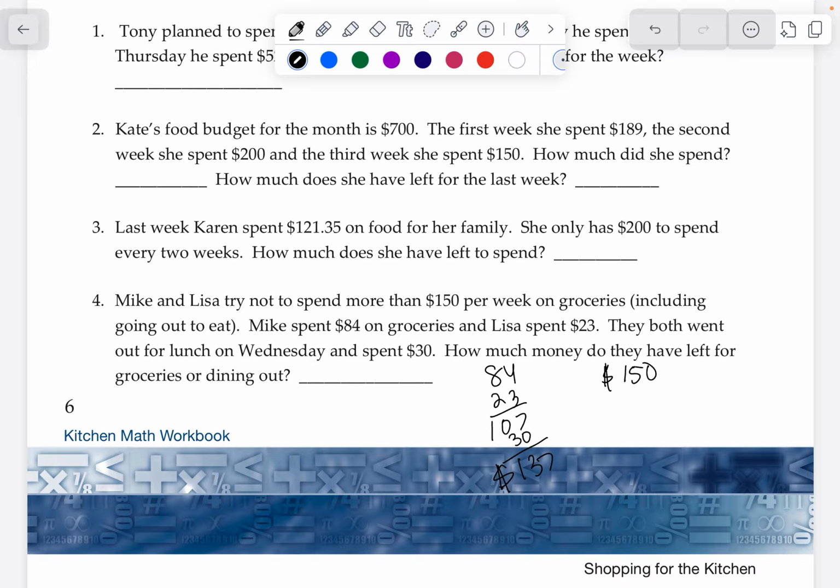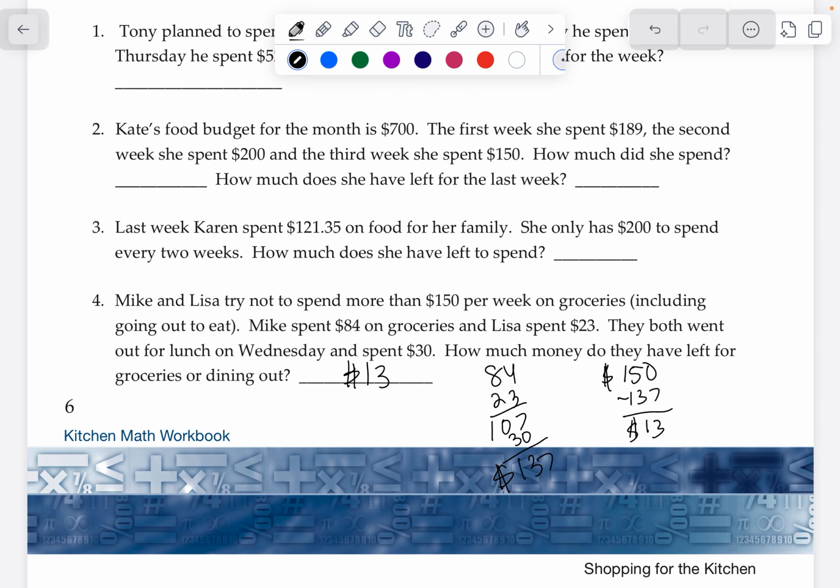And then it says, how much money do they have left for groceries or dining out? So you'll notice I've just kept adding the food amounts together. The 84, the 23, and the 30, that's a total of 137. And then we're going to take that off of our budgeted amount for food. And so if you just subtract, there is $13 left.